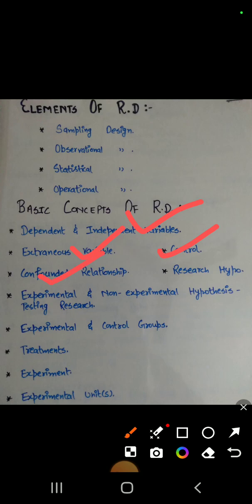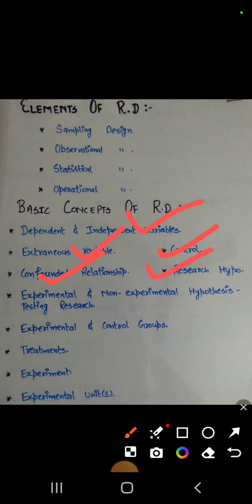Next we have confounded relationship. When the dependent variable is not free from the influence of extraneous variable, the relationship between the dependent and independent variable is known as confounded by an extraneous variable.